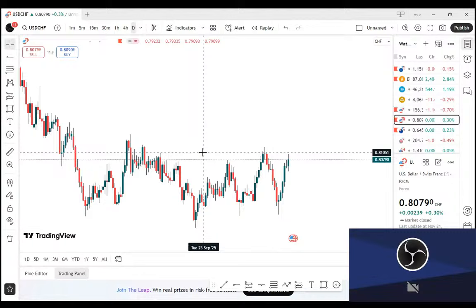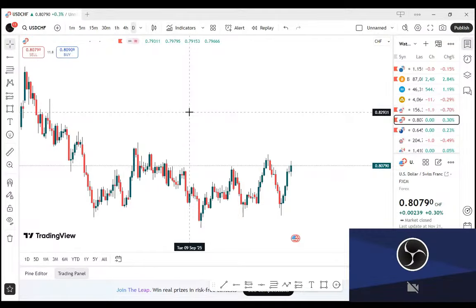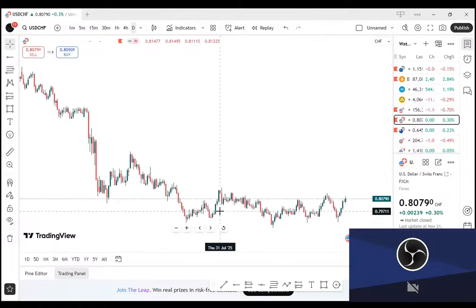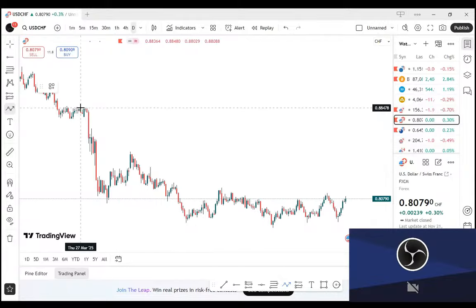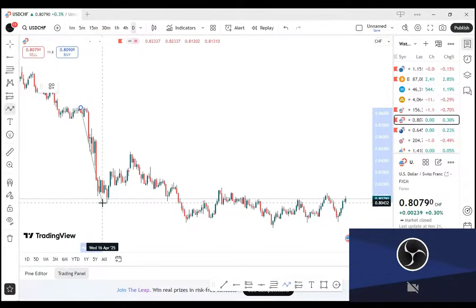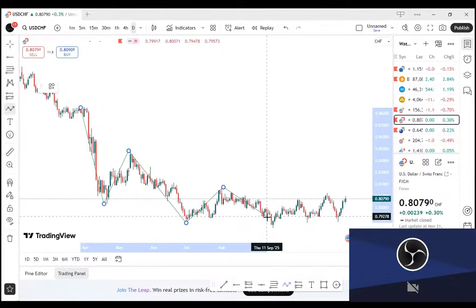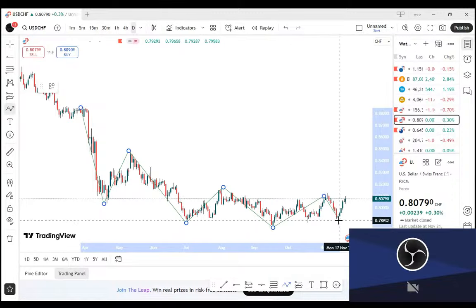So what you have to do now, when looking at this, you see that price is currently on a daily time frame. And if you're looking at the Swiss franc, you see that the Swiss franc is currently on a downtrend. Price is giving us a downtrend, with swing lows and swing highs, again and again, and then this is it.